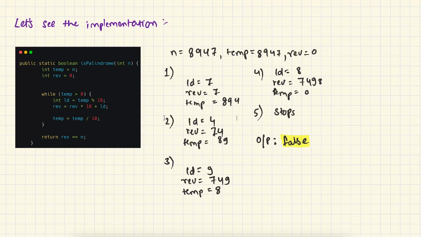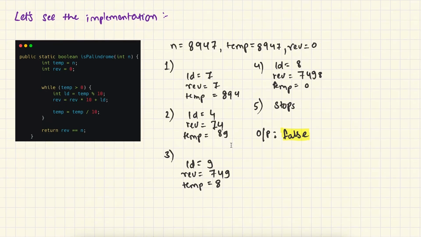as 894. In the next iteration, the while loop again checks if the value of the temporary variable is greater than 0 or not. This time it's greater than 0. The condition becomes true and we get into the loop, and simply we get the last digit. This time the last digit is 4, and we find the reverse number. Now this time we do reverse, that is 7 into 10, that is 70, and we add 4 to it. It becomes 74. And we simply remove the last digit. So our temporary variable holds 89. Okay, let's move on to the next iteration.